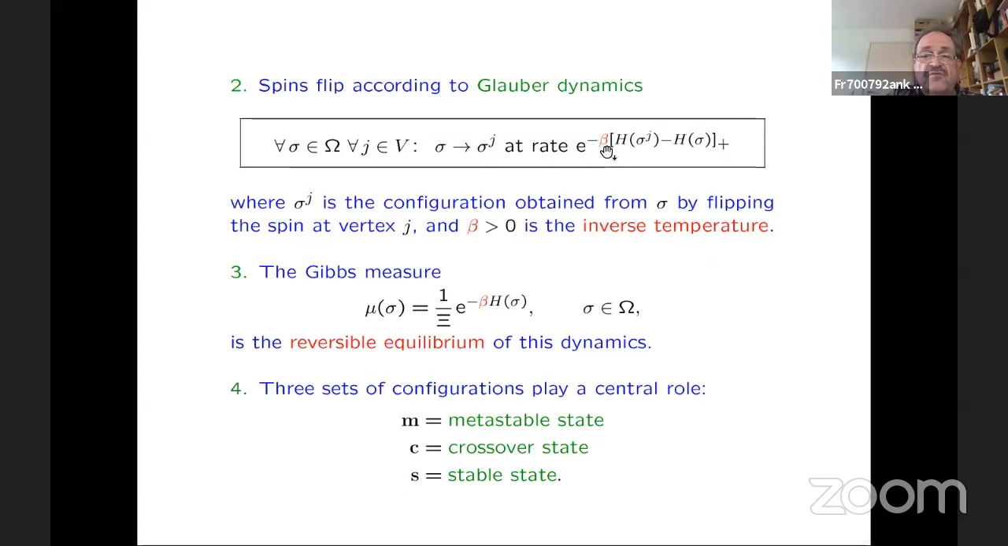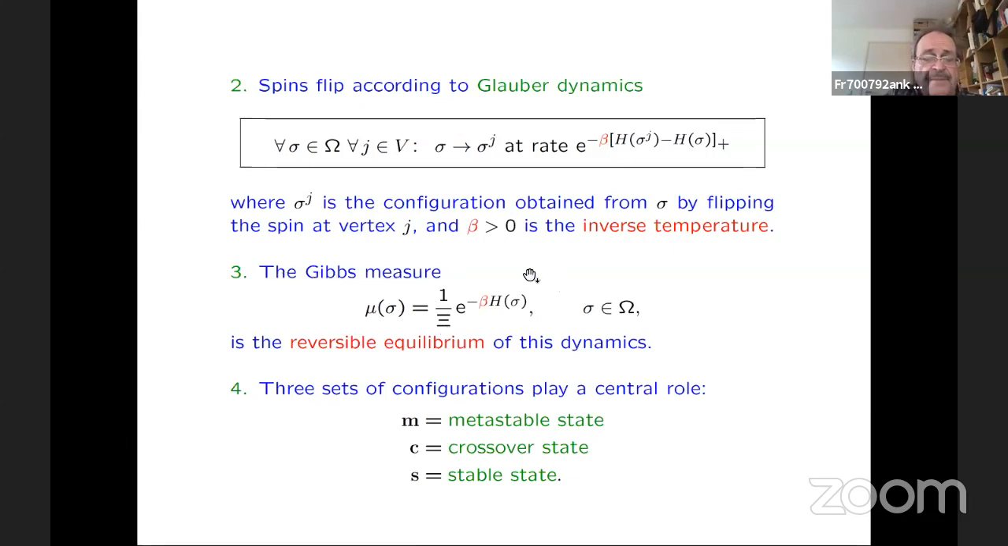This is a strength parameter in your dynamics that tells you how difficult it is to climb up in energy and how easy it is to go down in energy. And this plays the role again of inverse temperature. So that's very similar to what we have seen before also for Kawasaki dynamics.